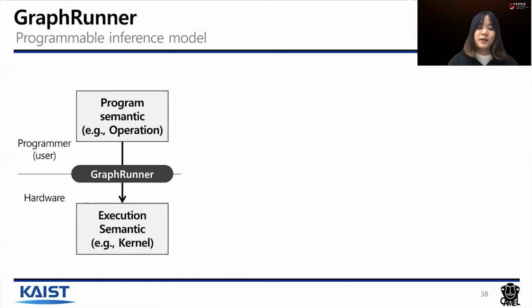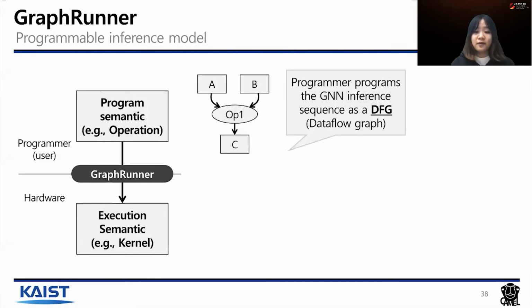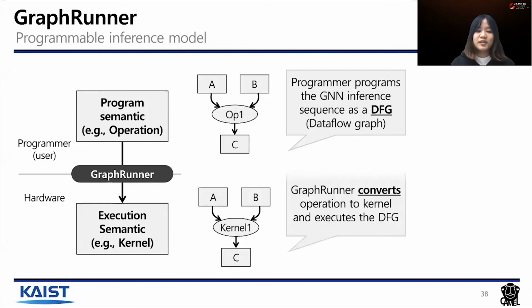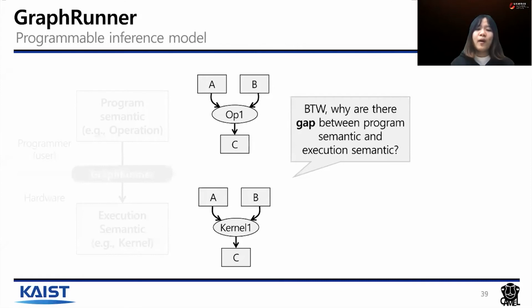And now I'll explain about the GraphRunner. GraphRunner is a programmable inference model, and it converts program semantic to execution semantic. The programmer programs a GNN inference sequence as a data flow graph, while GraphRunner executes the data flow graph by converting the operation to a kernel. By the way, why is there a gap between the program semantic and execution semantic?